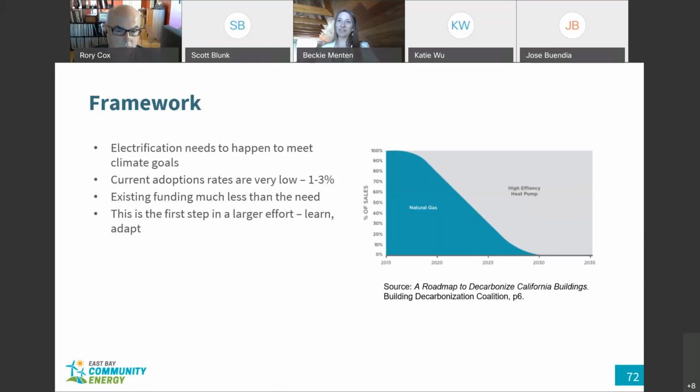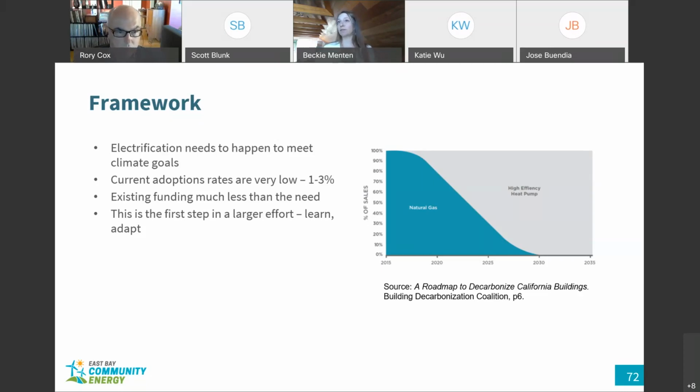So again, I know many people have already said this, but according to the E3 high electrification scenario, electrification of buildings needs to happen yesterday. It is our most cost-effective strategy to achieving the climate goals that we have set for ourselves. The graphic on this slide shows the adoption rates that are projected in the E3 study in order to meet our climate targets. This is from the Roadmap to Decarbonize California Buildings. Currently, we're looking at heat pump water heater rates of less than 1% saturation in the market, and heat pump space conditioning is less than 3%.